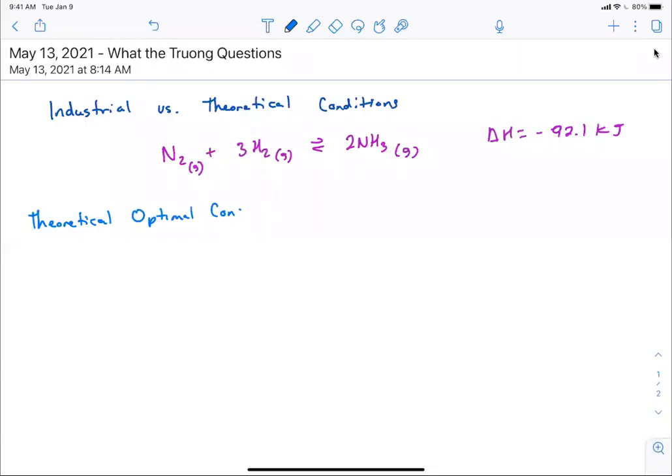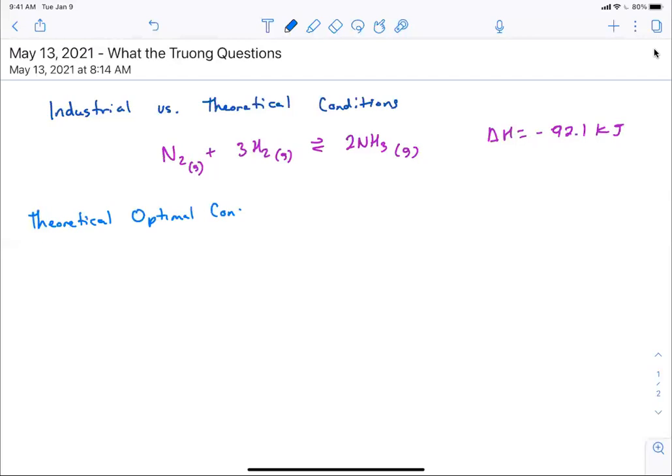So one of the more challenging questions is when they connect different topics that aren't obviously related to each other, like kinetics and equilibrium. The example here is industrial versus theoretical conditions. You used to have to know the industrial conditions for the IB, but that's no longer a requirement. That doesn't mean the IB couldn't tell you those conditions and expect you to explain them. The most common one is the Haber process, which is the synthesis of ammonia, using this information.